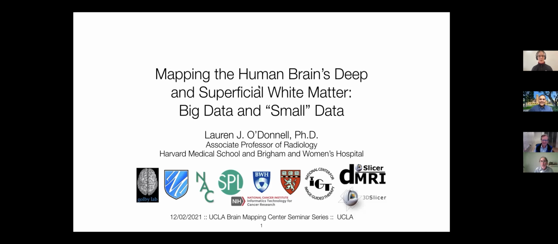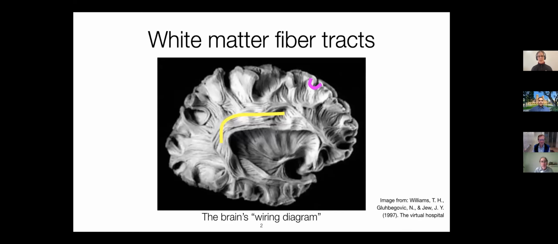So I'll be speaking today about mapping the human brain's deep and superficial white matter. And I'm a little bit jokingly referring to that as big data and small data. So what I'm interested in here is studying the white matter fiber tracts, or the connections in the brain, especially the human brain. And you can see here in two colors an elaborate anatomical dissection of a brain. The yellow color represents the arcuate fasciculus, and that's one of the deep white matter fiber tracts. And then you can see a magenta color that's highlighting a superficial white matter fiber connection. And so overall, all of these deep and superficial connections combine to form the brain's wiring diagram.